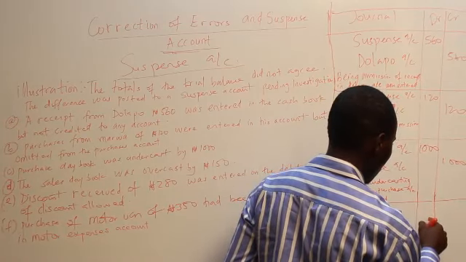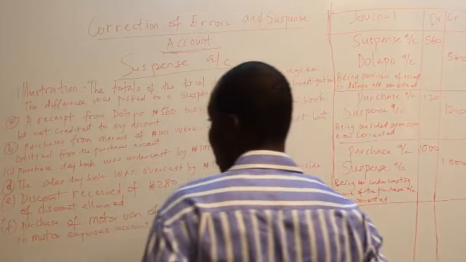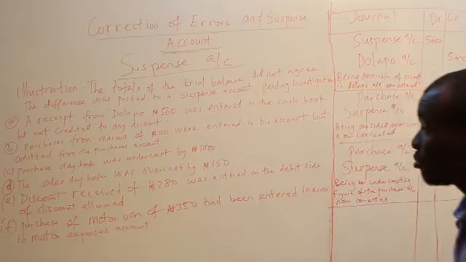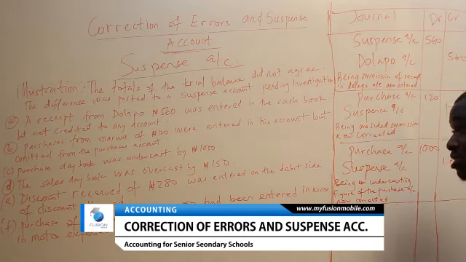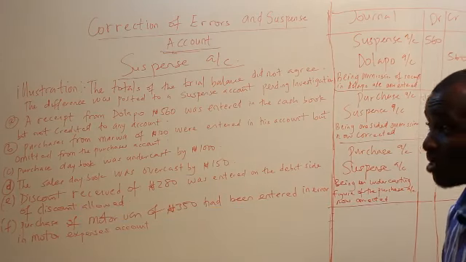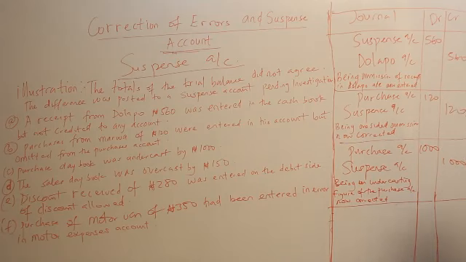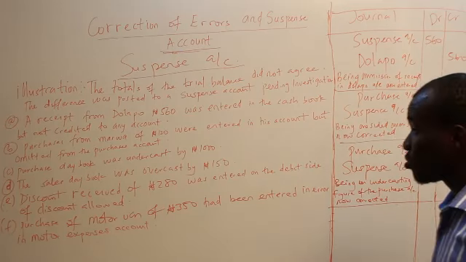So we have D. It says day book was overcast by 150 naira. Now it says day book, which serves as the memorandum account to the sales account, was being overcast rather by 150 naira. So that means the sales account is being overcast by 150 naira. That has to be reduced by 150 naira to return it back to the original figure. So what are we going to do?